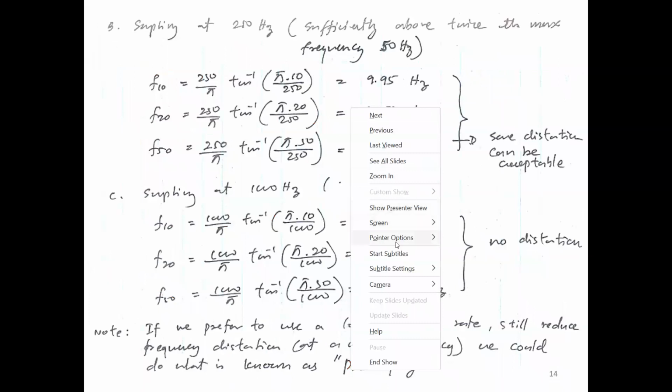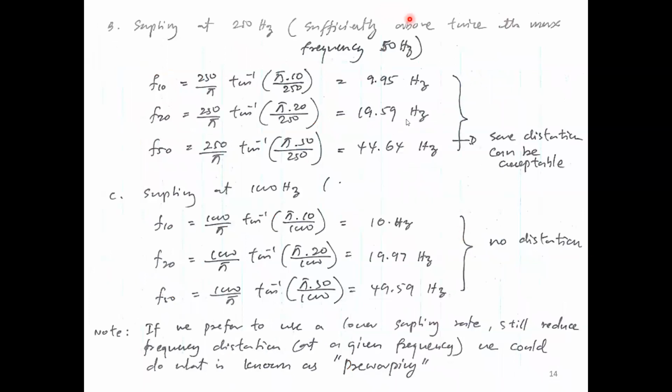So what do we have here? Please do this later. I have the answers on screen. If you increase the sampling from 120 to 250 hertz, the numbers will change like this.